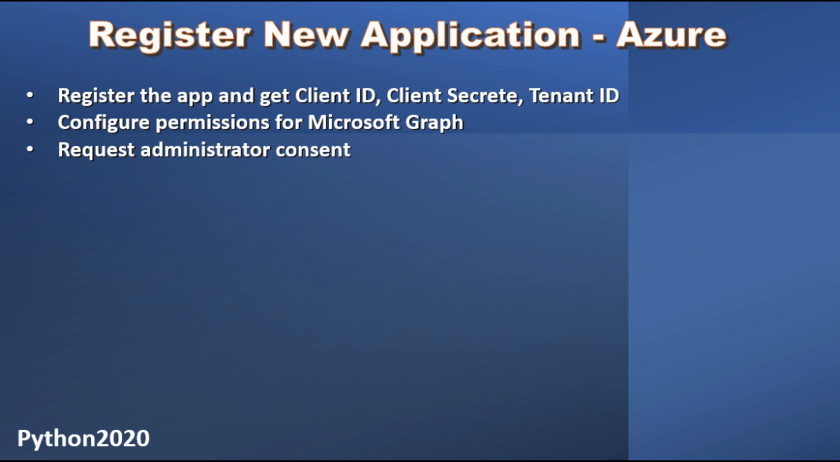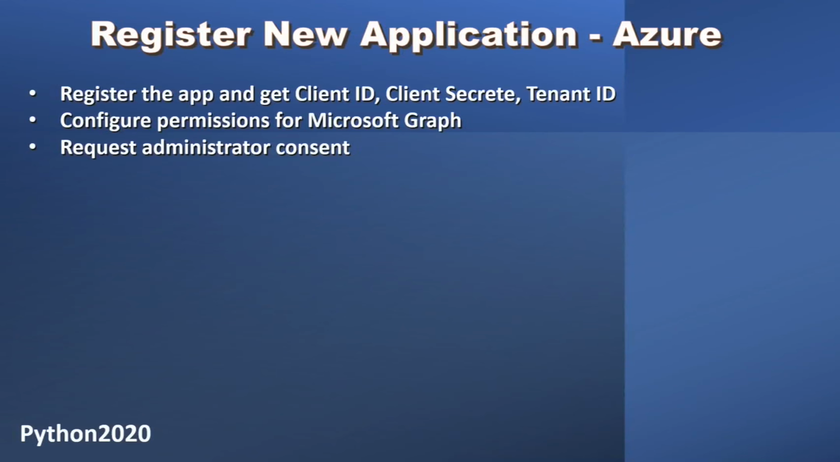Now first of all, what we will do is register the app and get the client ID, tenant details, and client secret. This information you can see right now on your screen. And then in the next step we will configure permissions. We will configure two types of permissions. One is delegated permission, another one is application permission, and then we request the administrator consent for those permissions.